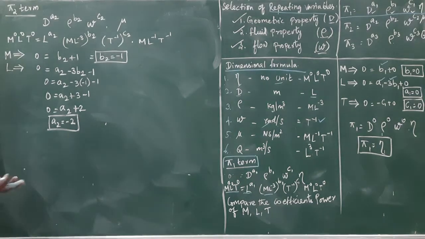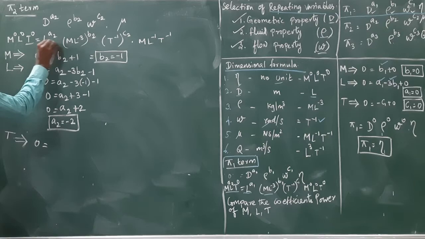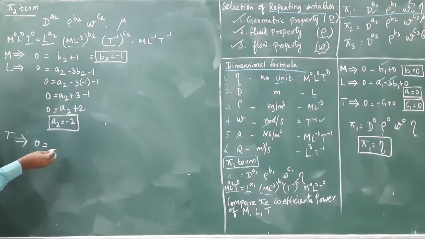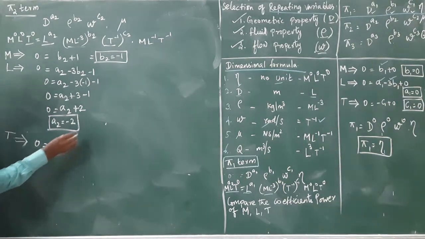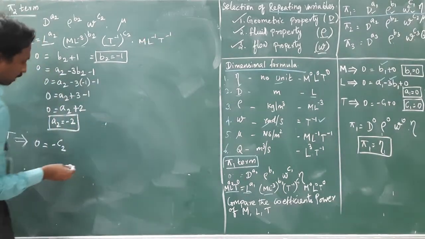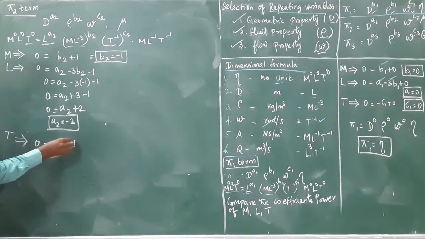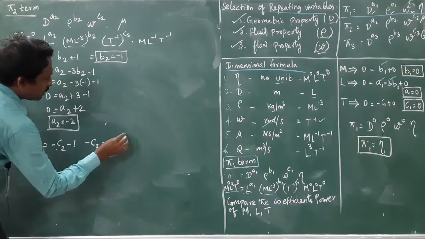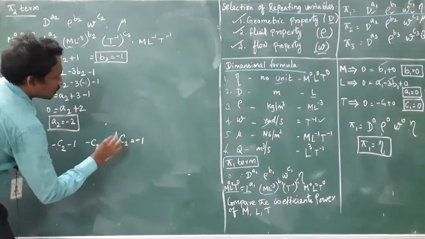Okay. Similarly, we need to find out for the t term. On the left hand side the t power is 0. Here there is no t term. Here there is no t term. Here the t term is minus C2, and the t power is minus 1. So 0 equals minus 2 minus 1, then minus C2 equal to plus 1, so C2 equal to minus 1.